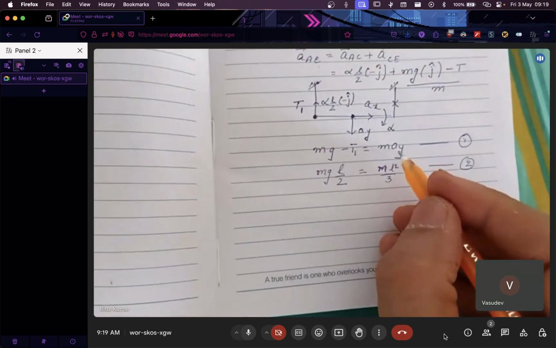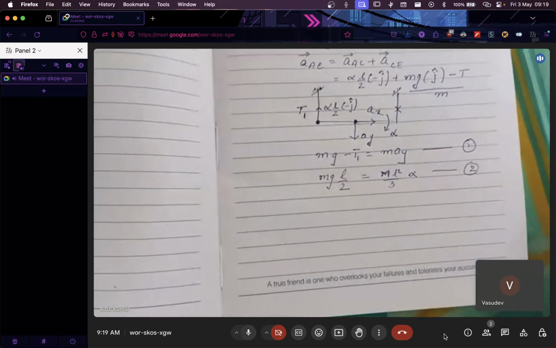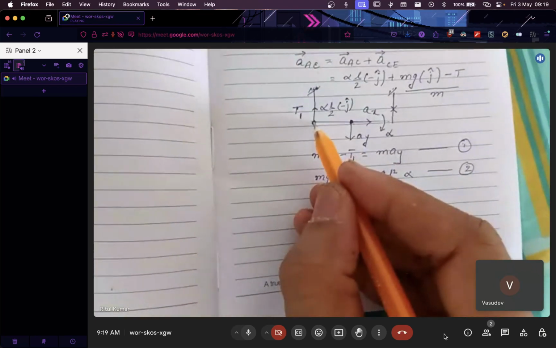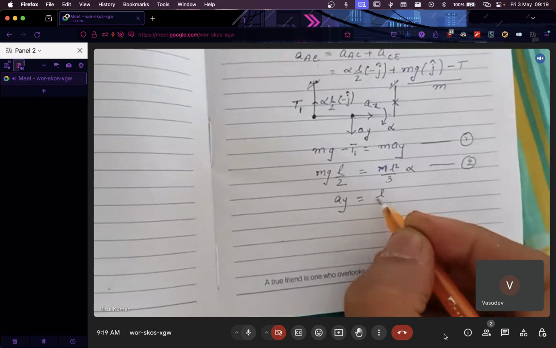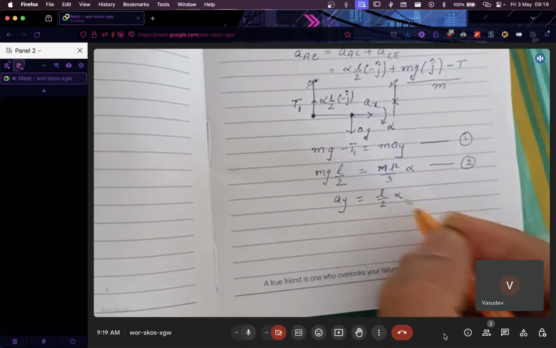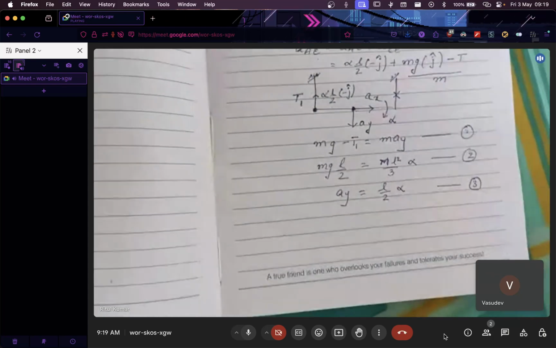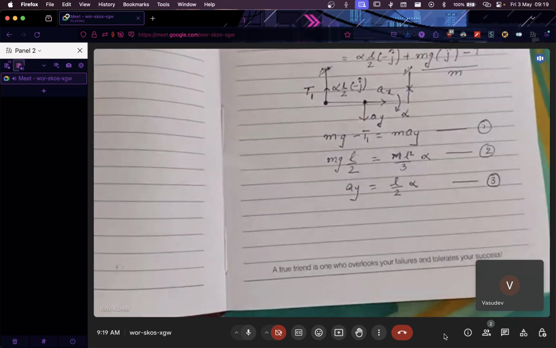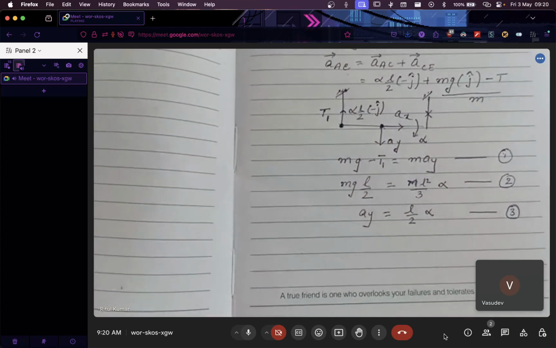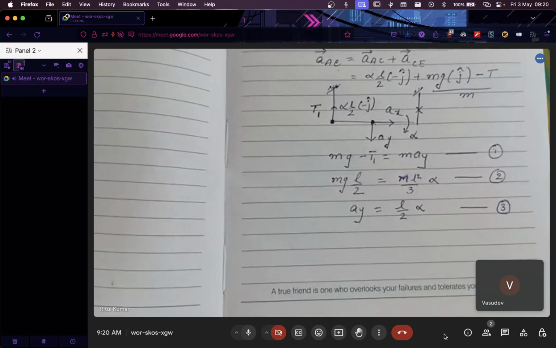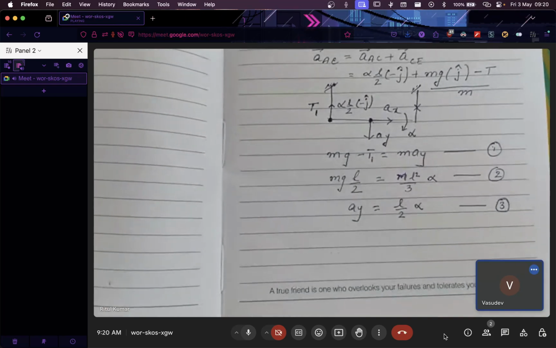Can we write ay also in terms of alpha, or the other way around? This point is at rest right there, so what will be ay? ay can be equated to L by 2 into alpha, right? Okay, three equations. Presumably we can solve. Please do the needful there. Get me T1 from here at the time of snap.